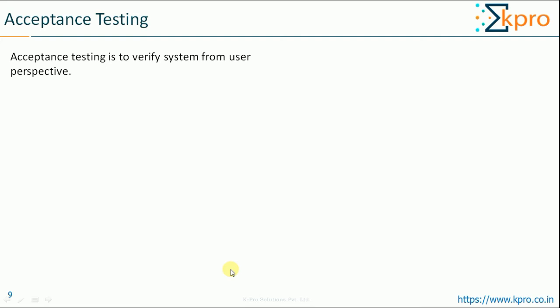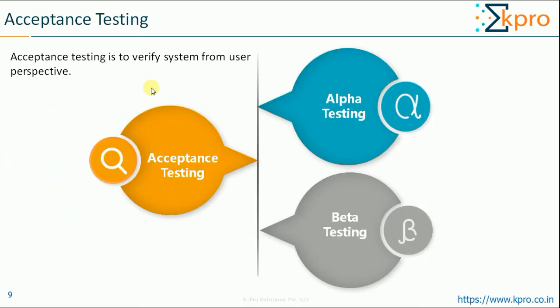Acceptance testing is to verify the system from user perspective. Emphasis of acceptance testing is on evaluating the system through normal business circumstances but in a controlled testing environment. Broadly, there are two types of acceptance testing: alpha testing and beta testing.